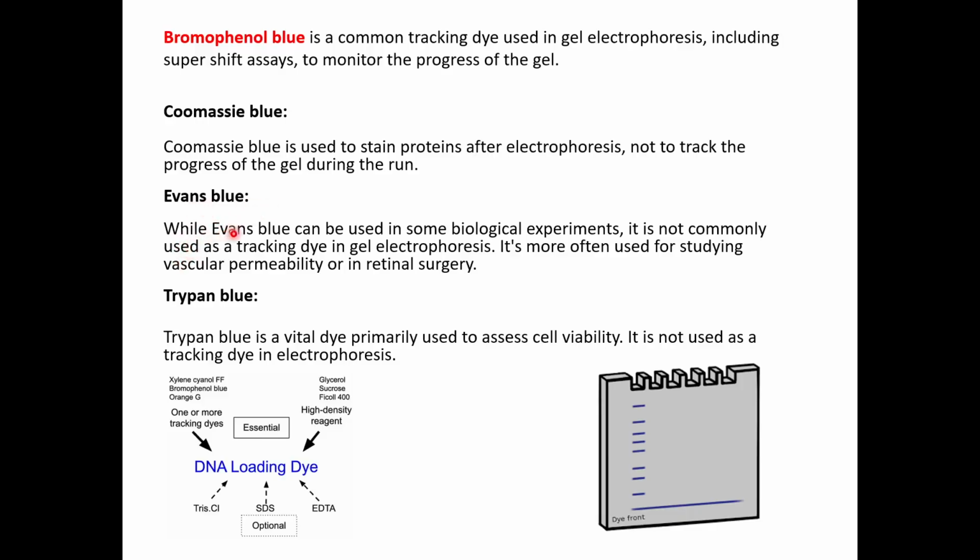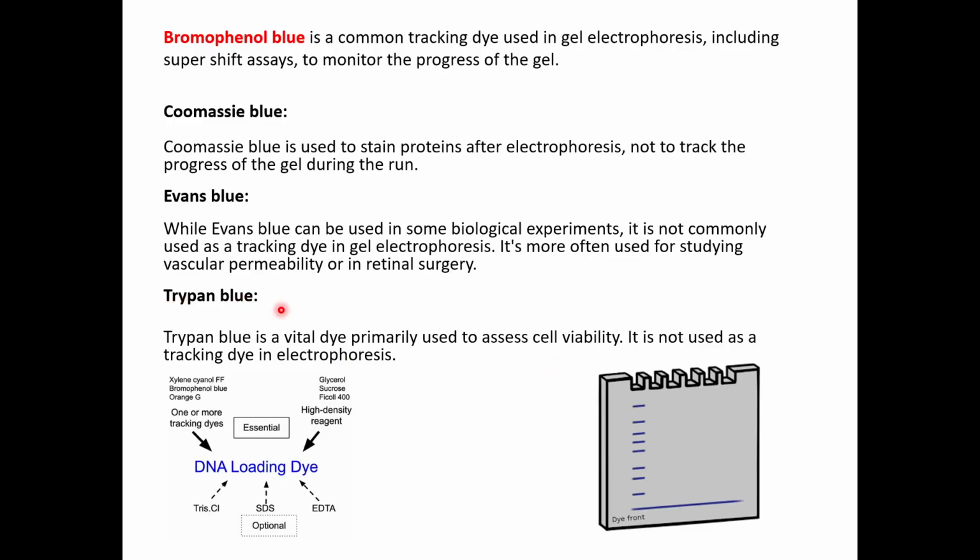So Evans blue, while it can be used in some biological experiments, is not commonly used as a tracking dye. It is more often used to study vascular permeability or in retinal surgery. Then trypan blue was one of the options. So trypan blue is a dye which is used to check cell viability, not for protein or for tracking.